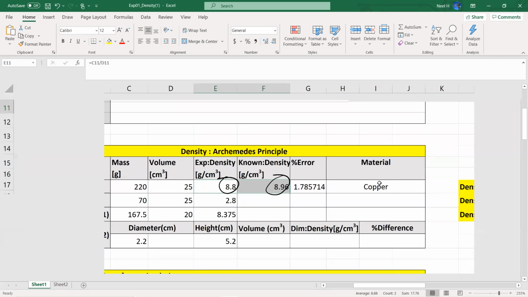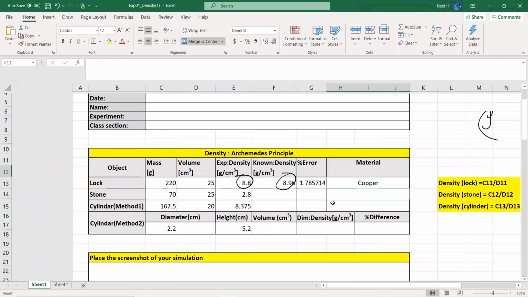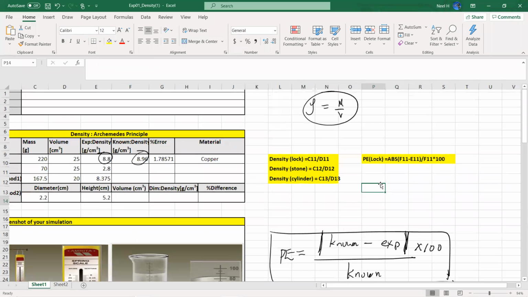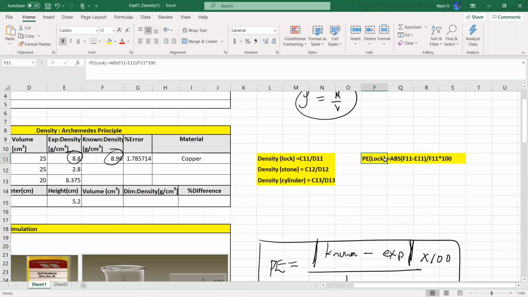Question. Sorry, can you do it one more time, how you got the percent error? Let me copy that command. It was cutting out, that's why I got lost. Okay, thanks. This is the command after the equal sign, everything right here: equal sign ABS F11 minus E11 divided by F11 times 100.